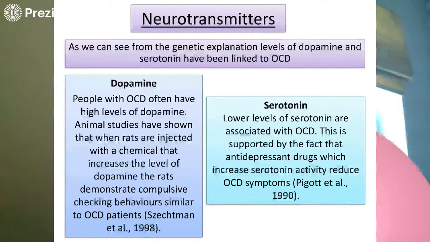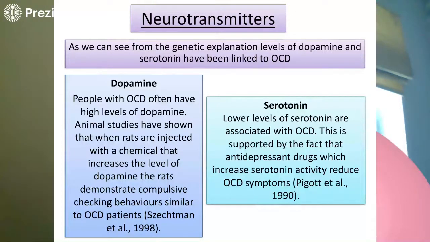Then we have the role of serotonin. Like we've just mentioned with the SCRT gene, someone could not have that gene, but they could actually have lower levels of serotonin. And this again is associated with OCD. We've got some research here to support that, and this is the idea that if we give someone an antidepressant, which increases serotonin activity, such as an SSRI, then it could help reduce someone's OCD symptoms. This therefore suggests that lower levels of serotonin are linked to OCD.